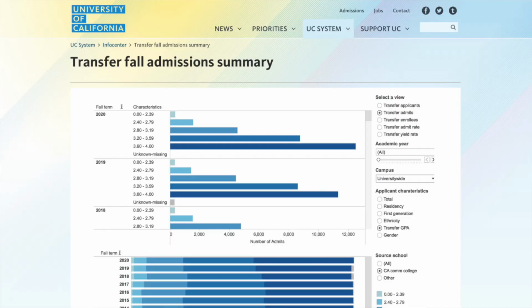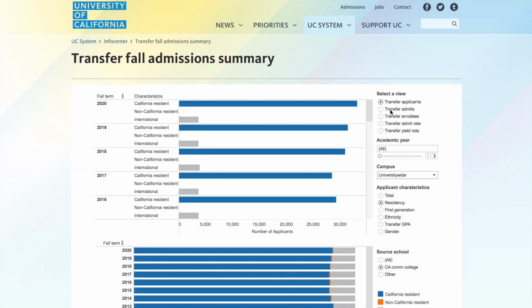This is a breakdown numbers-wise by the campuses in the UC system. You can play around with it and narrow it down all you want, but there is a lot of information to look at here. You can look at applicant characteristics such as residency, you can look at their transfer GPA, you can even look at gender, first gen status, stuff like that.